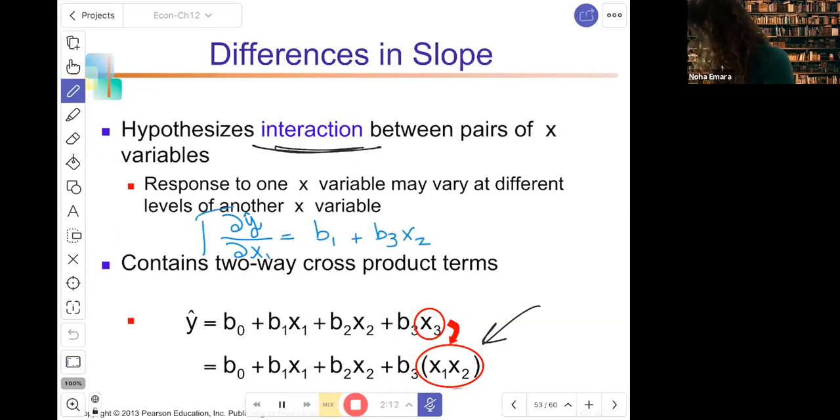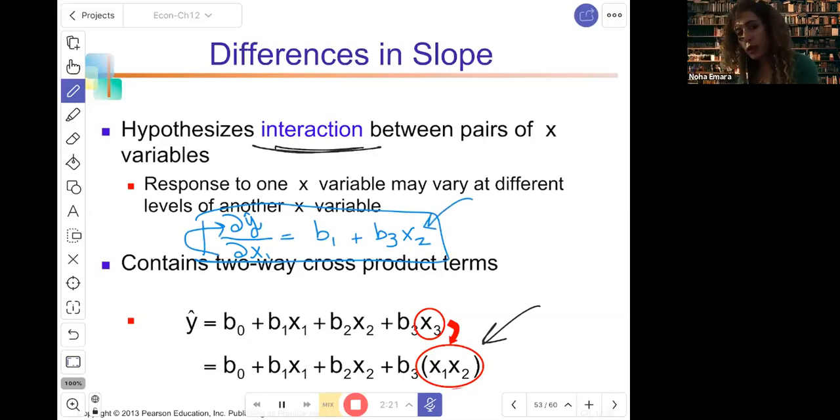So this result is telling me that the effect of X1 on Y depends on X2. Without the interaction term, I would just stop here and say the partial slope of X1 is equal to beta 1. But now because I do have an interaction term, I have to add this additional part. And this additional part is telling me that the effect of X1 on Y depends on whatever values are taken by X2. This is again another form of nonlinearity.